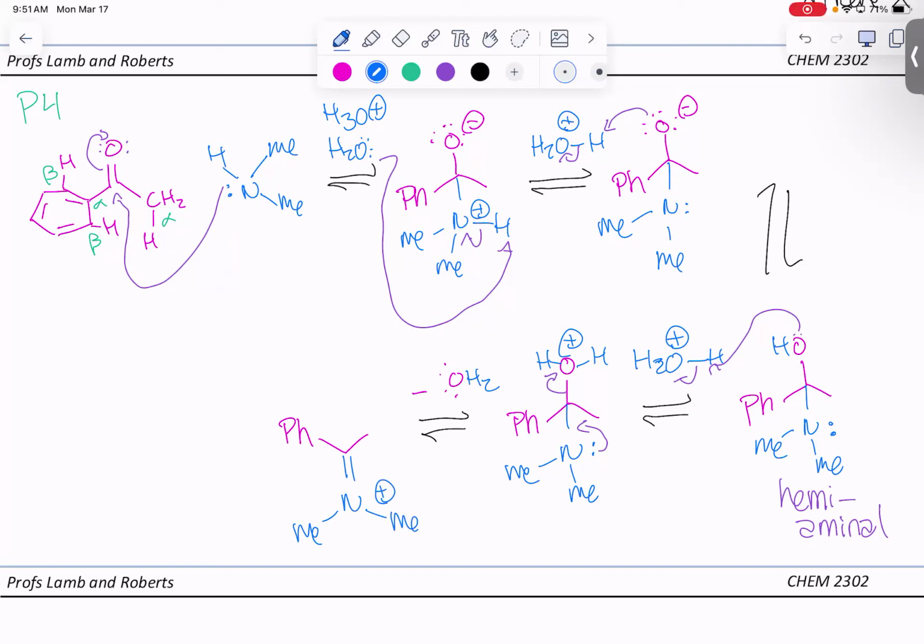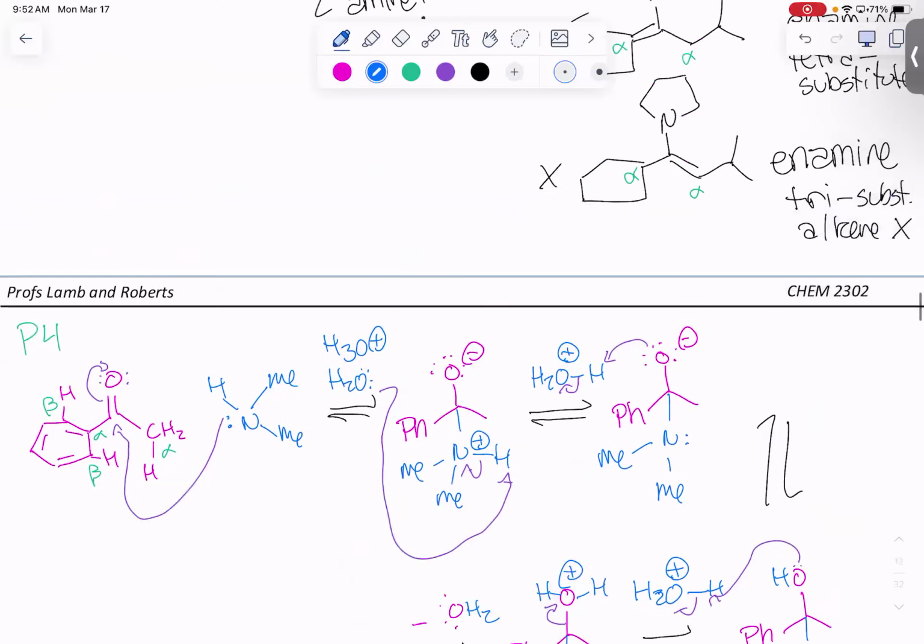The mechanism is totally the same as we had before, but the difference is our iminium ion cannot be deprotonated. I'll give everyone a moment to catch up, and then I'm going to scroll back to what we had seen before. You'll see that it's the exact same. We'll see where we differ.